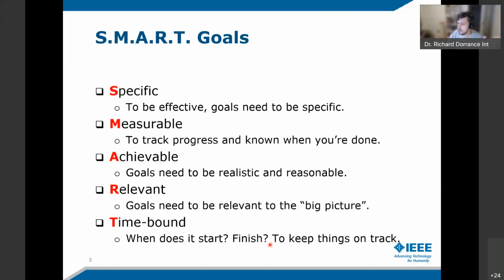Because a very large problem that happens in both academic and industrial research is if there isn't a defined start and end to a project, or at least some sort of a time element in there, you have projects and other things that just seem to keep going on and on and on, sort of forever.